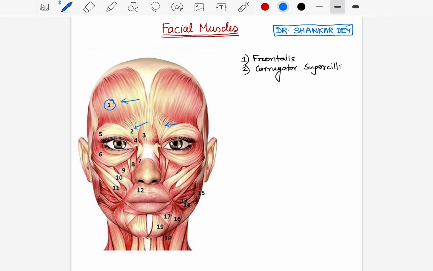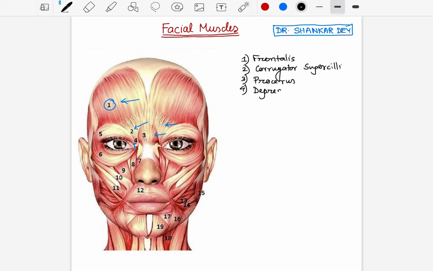What is number 3? Number 3 is this muscle. Number 3 is the procerus muscle. Next is number 4. What is number 4? Number 4 is the depressor supercilii muscle.